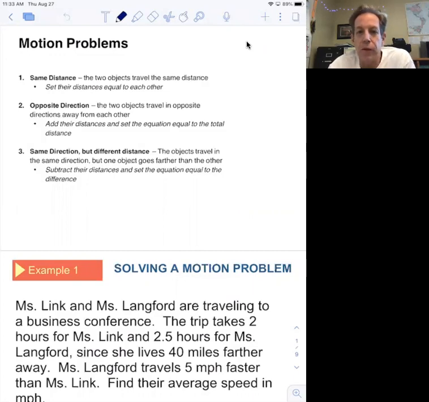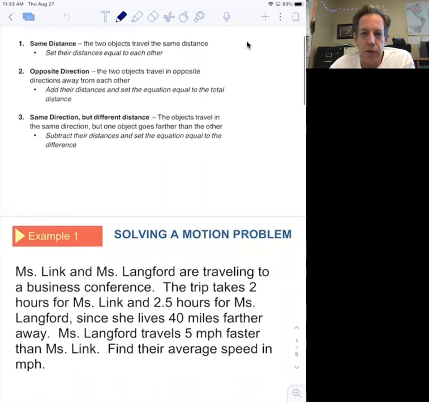Or they're going the same direction, but one's going farther than the other. In that case, we want to subtract their two distances. And again, the problem is going to tell us how far apart they are at the end. Okay, so just make a mental note of those three situations, and then we'll take a look at each of those as we go.